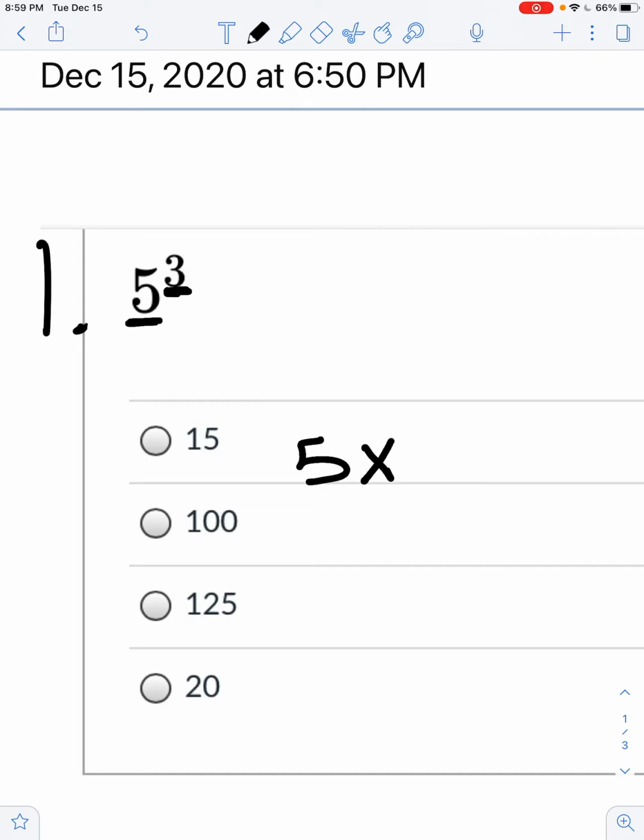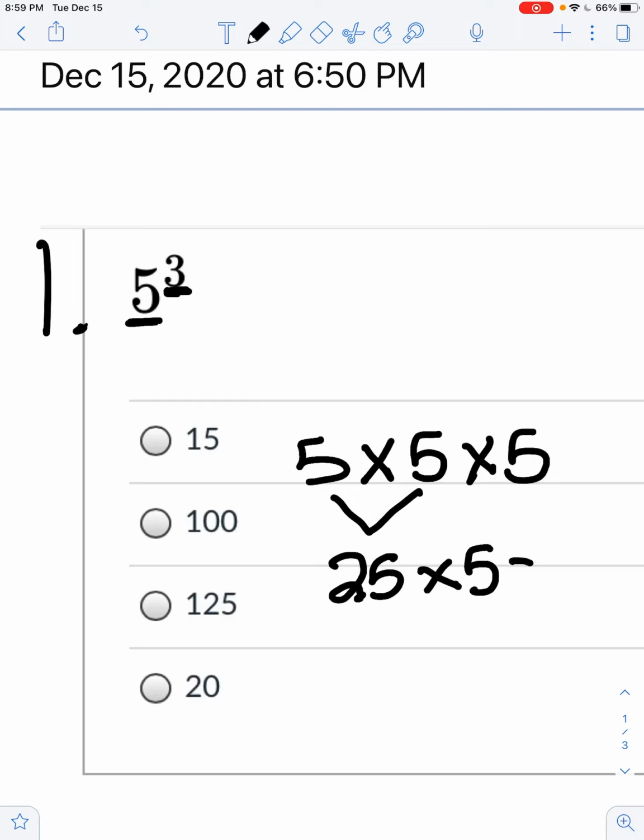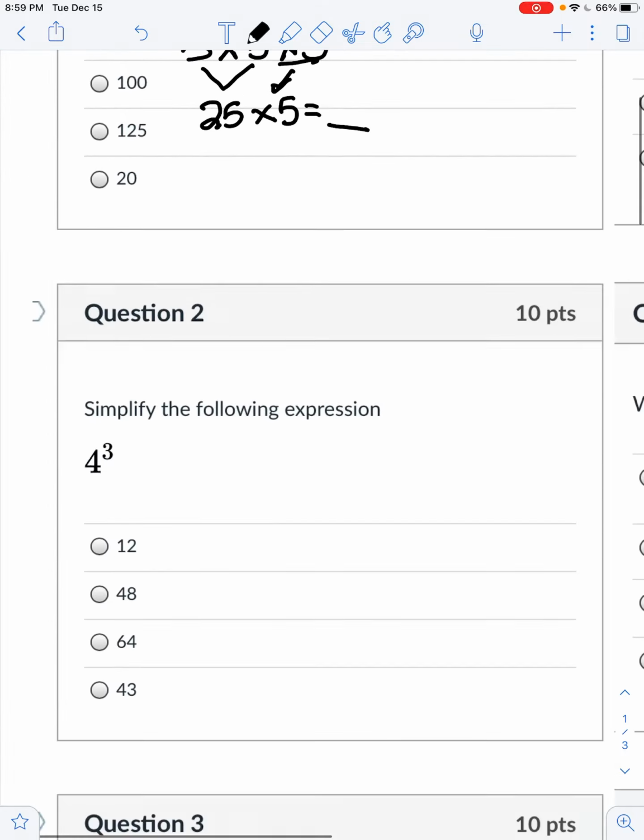So I have to do 5 times 5 times 5. Okay? Well, then I'm going to start off with doing 5 times 5. Well, I know 5 times 5 gives me 25. And now I have to multiply it times 5 one more time. And so now all I have to do is do 25 times 5, and that's going to give me my final answer.